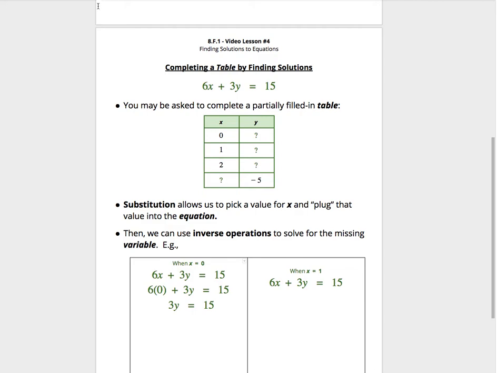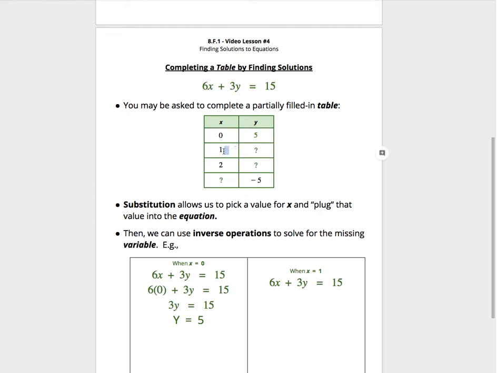We could divide both sides of the equation by 3, and if we divide both sides of the equation by 3, we're left with y equals 5. 5 is the number times by 3 that would make 15. So this equation is telling me if x is equal to 0, y has to have a value of 5. That is the first solution, or the first pair of x, y values that work in this equation.